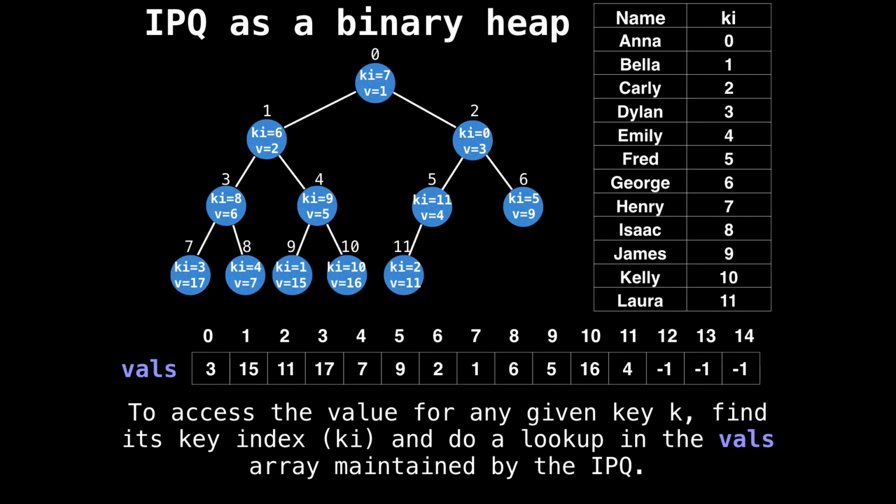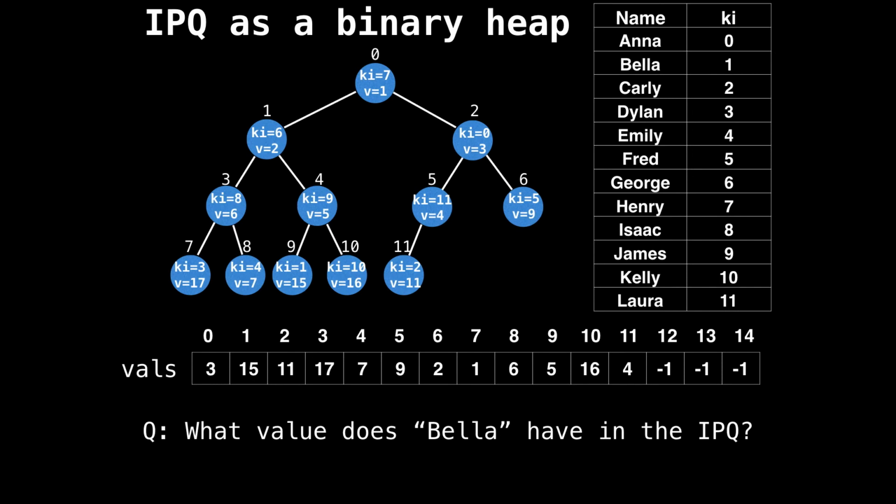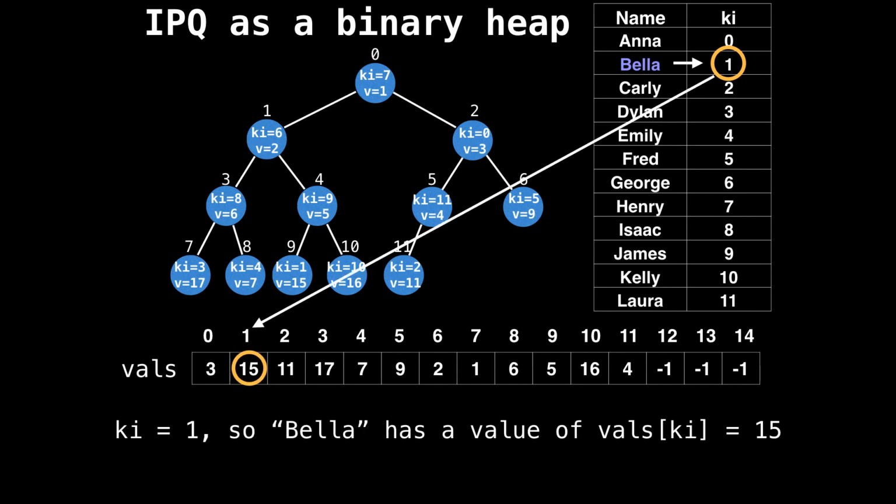If I want to access the value for a given key k, first you need to figure out what its key index is, and then do a lookup in the values array maintained by the index priority queue. Here's a good question. What value does the key Bella have in the index priority queue? Well, first, find Bella's key index value, which is 1. Then index into the values array at position 1 to find the corresponding value for the key in the index priority queue. So Bella has a value of 15.